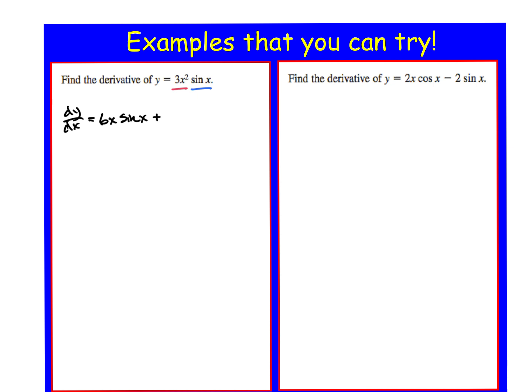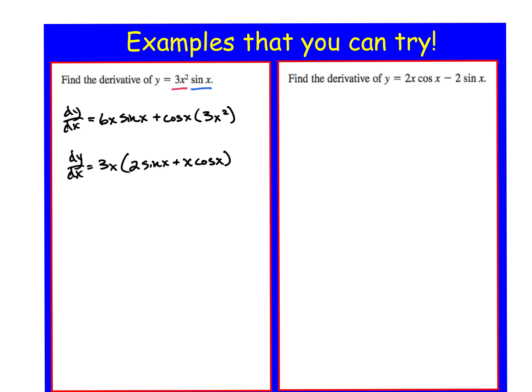And then plus, now the derivative of what? The second. So what's the derivative of the second? It's not negative, it's cosine. And then times the first, which is 3x squared. All right. Now, you can technically simplify this a little bit. We could factor out a 3x from both of them. And so dy dx would equal 3x times 2 sine x plus x cosine x. So you could factor out something there, but I don't think it's that useful to do it on that one.